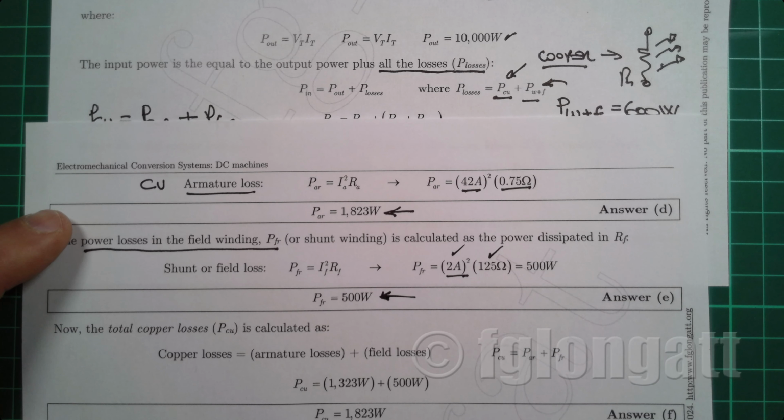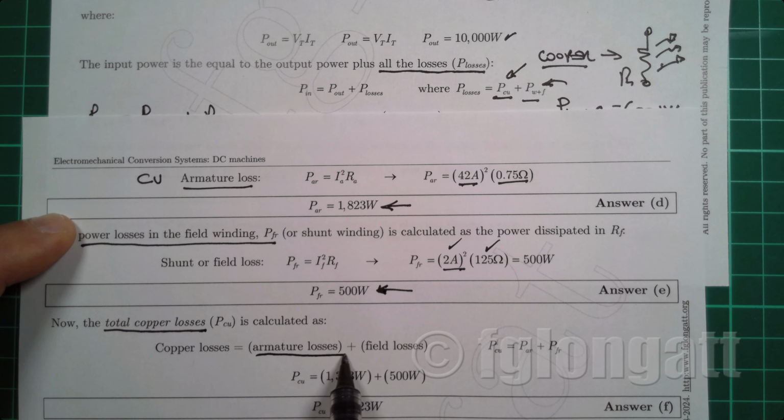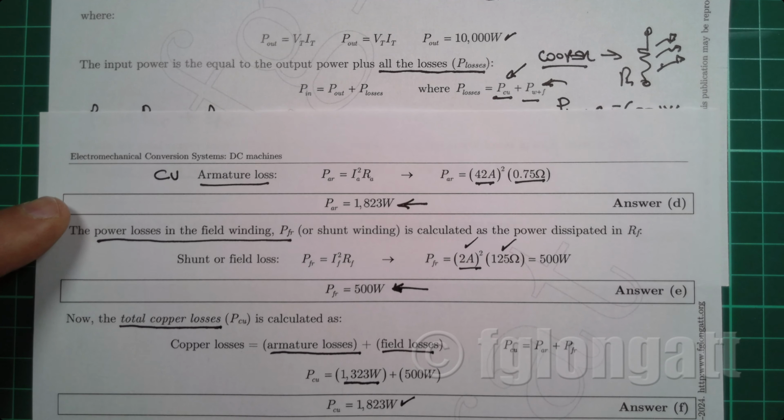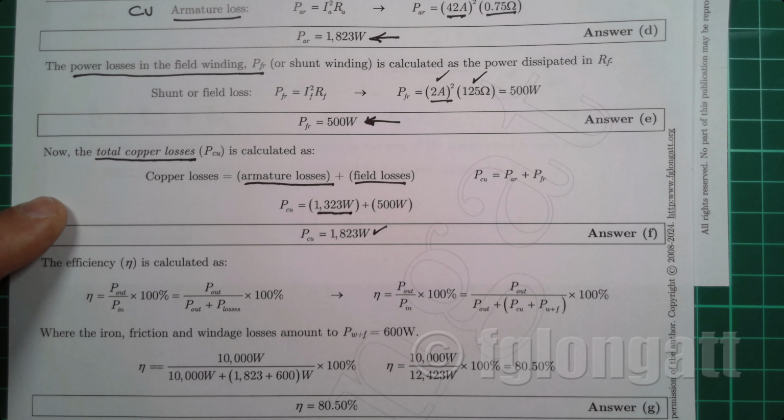So finally, as you can see over here, I am calculating the total copper losses, and that will be the sum of the armature copper losses and field winding losses. In numerical terms, 1,323 watts plus 500, we obtain the total copper losses, 1,823 watts. So now we have all the numbers that we need to calculate the efficiency of this machine.